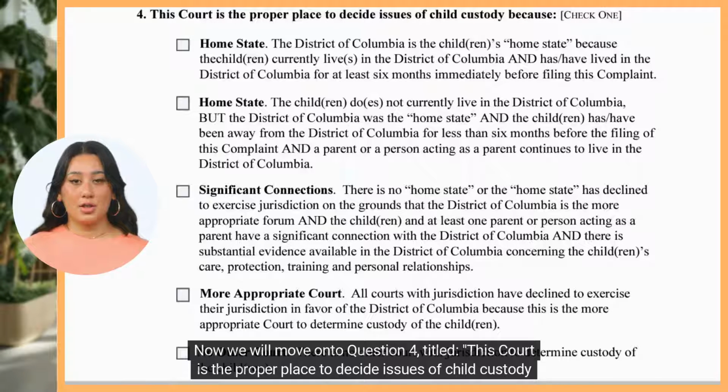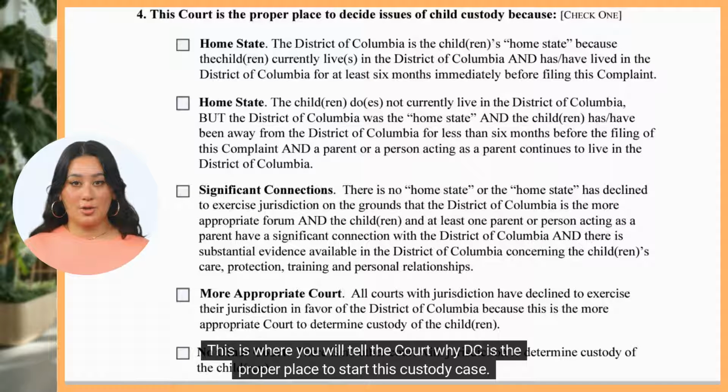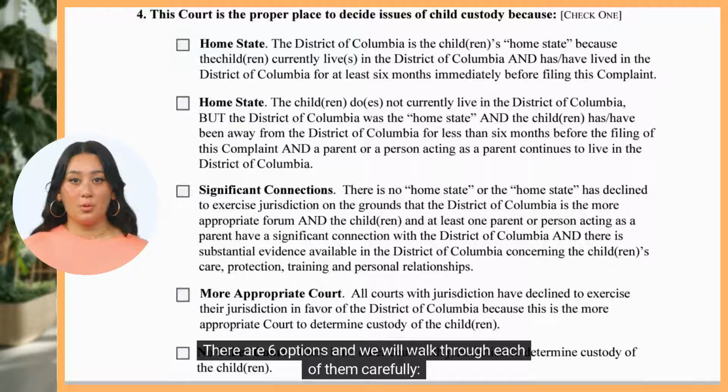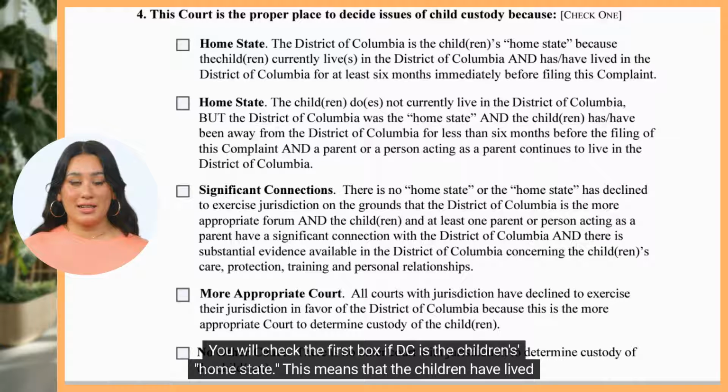Now we will move on to question 4, titled, This court is the proper place to decide issues of child custody because. This is where you will tell the court why D.C. is the proper place to start this custody case. There are 6 options, and we will walk through each of them carefully. You will check the first box if D.C. is the children's home state. This means that the children have lived in D.C.